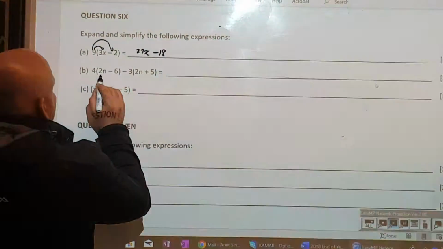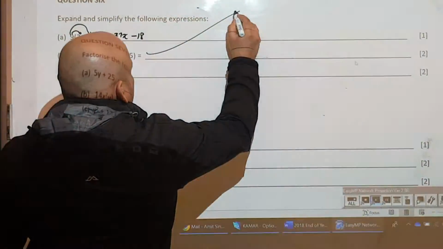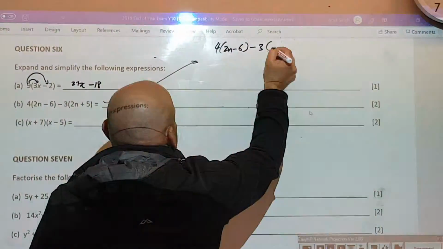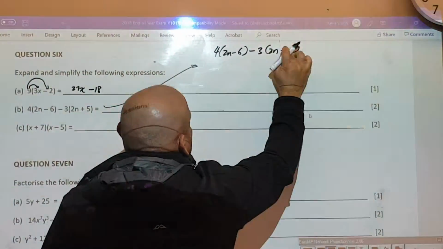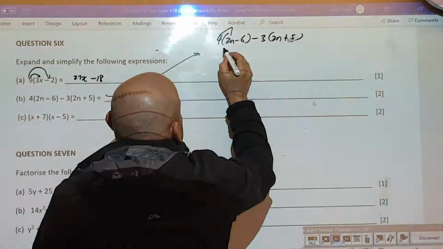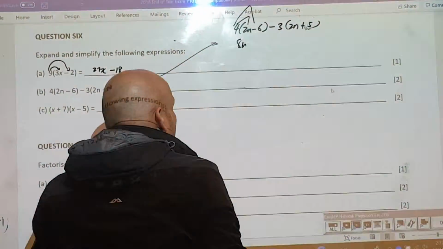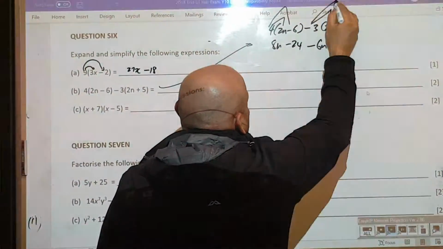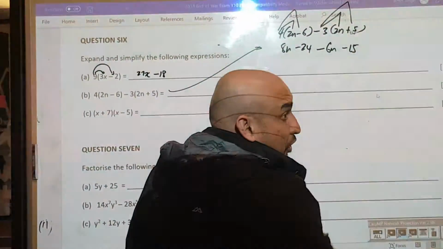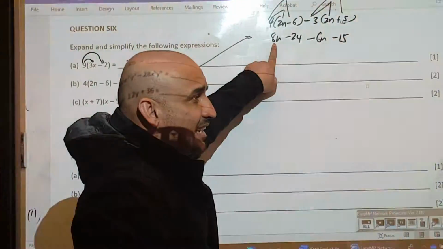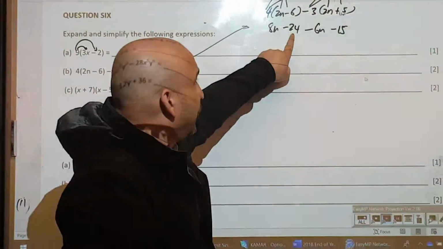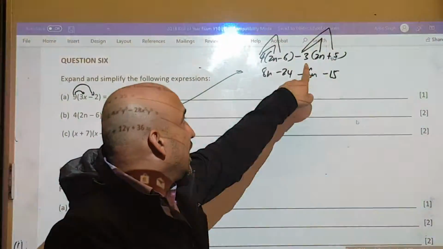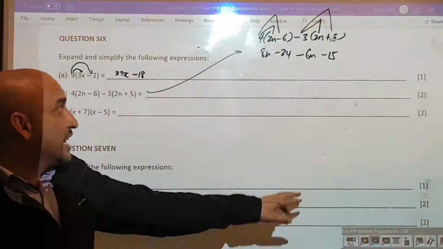This one here, let's do this one. So I'll probably do it in a better way here. I'll say 4 into 2n minus 6, minus 3 into 2n plus 5. So 4 times 2n is 8n. 4 times minus 6 is minus 24. Minus 3 times 2n is minus 6n. Minus 3 times 5 is minus 15. Watch for these. You can see 4 times 2n is 8n. 4 times negative 6 is negative 24. Then negative 3 times 2n is negative 6n, because negative times positive is negative. Negative 3 times 5 is negative 15.